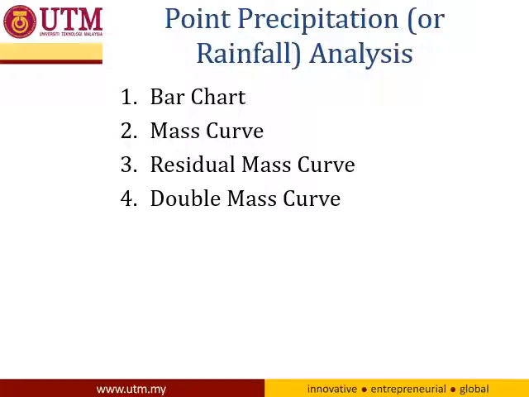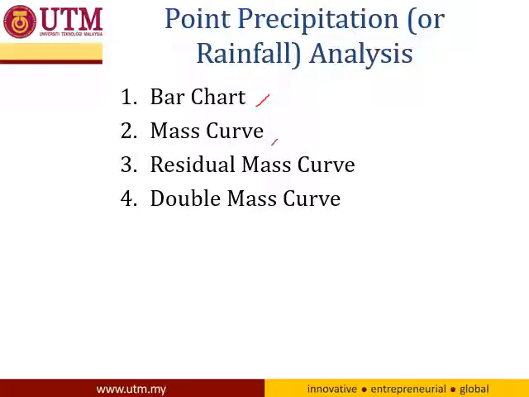Okay, so we know the data, we have the rainfall data. So what do we do with it? We can assess the pattern of the rainfall. For example, the simplest way is to use a bar chart, just to see the pattern of the rainfall depths across months or across a year. Okay, just a simple bar chart analysis.